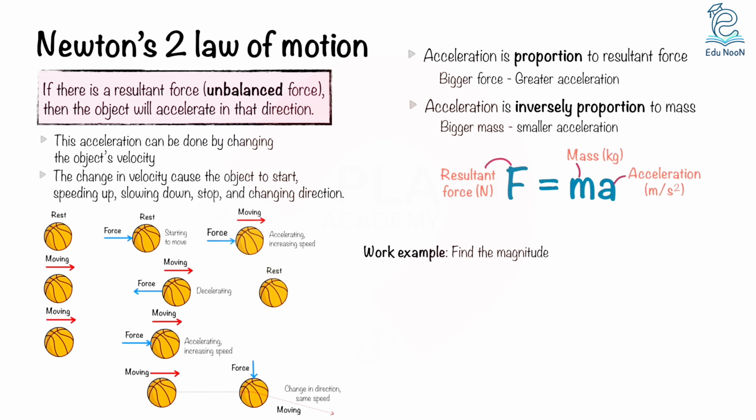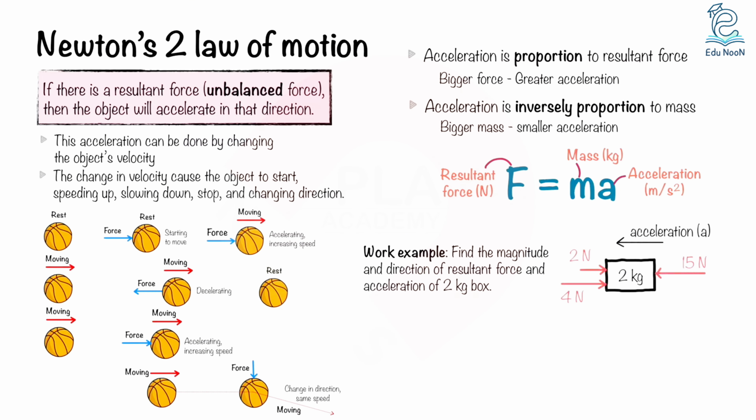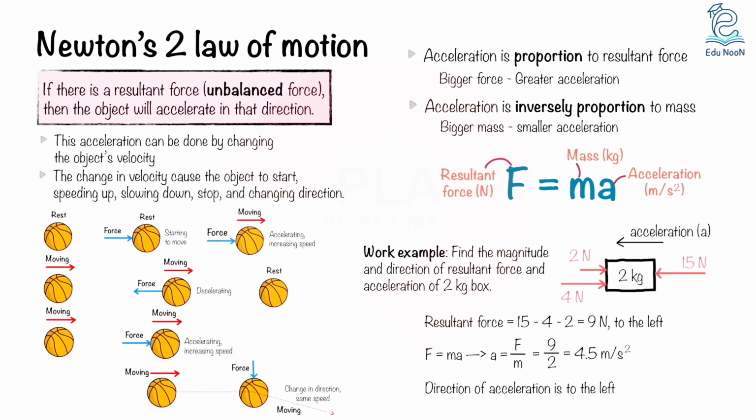For example, find the resultant force and acceleration of the box, with magnitude and direction as shown. The resultant force is found by subtracting the rightward forces, 4 newtons and 2 newtons, from the leftward force of 15 newtons, resulting in 9 newtons to the left. Calculate the acceleration using F = ma. Substitute F = 9 newtons and mass = 2 kilograms. Then a = 9 divided by 2, which is 4.5 meters per second squared to the left.